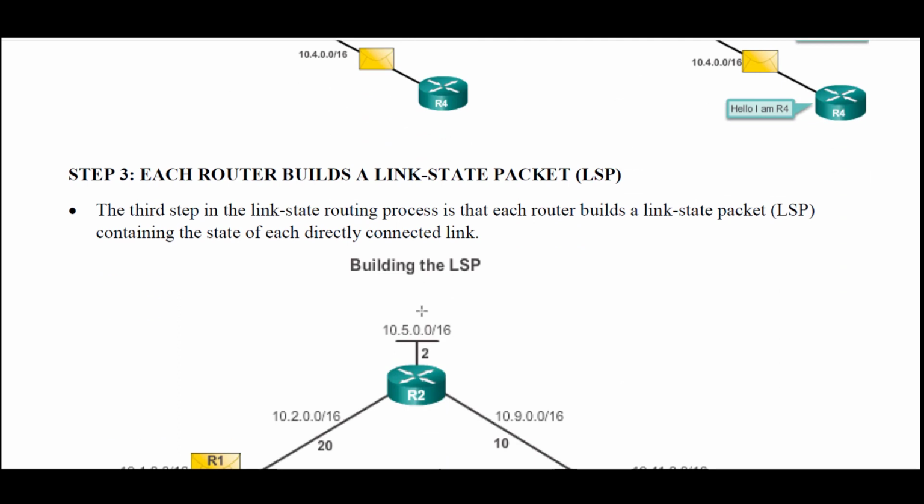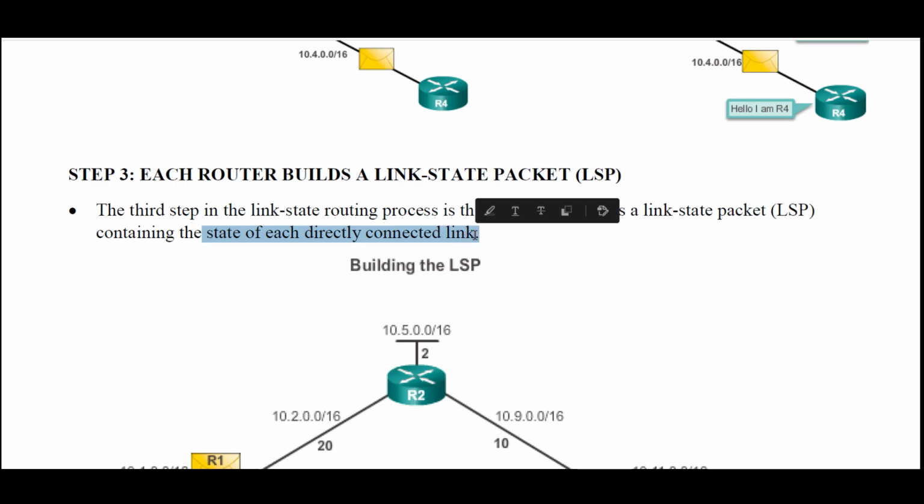Step number 3 is building, or constructing, an LSP. Each router builds a link state packet, LSP. It is a very important keyword here. You cannot write the answer for this question without this word. It is a keyword, LSP. What does LSP mean? Link state packet. Now every router is going to construct an LSP. The third step in the link state routing process is that each router builds a link state packet, LSP, containing the state of each directly connected link.